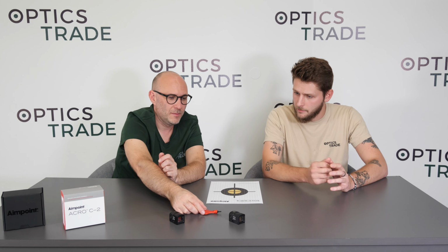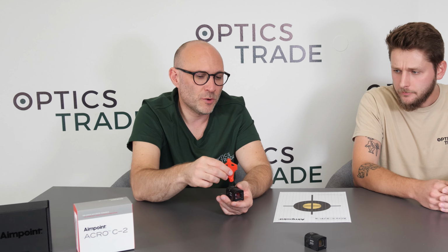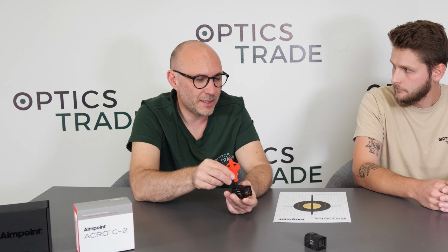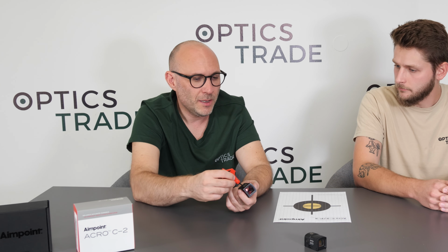Okay, thanks for that explanation. How about the tools with the Acro series? So you get the standard Aimpoint tool with every Acro, and there are no caps on the Acro. So an open design? Yeah, you just put your Torx key inside, and then you have nice audible and tactile clicks, and you're able to zero it nicely.